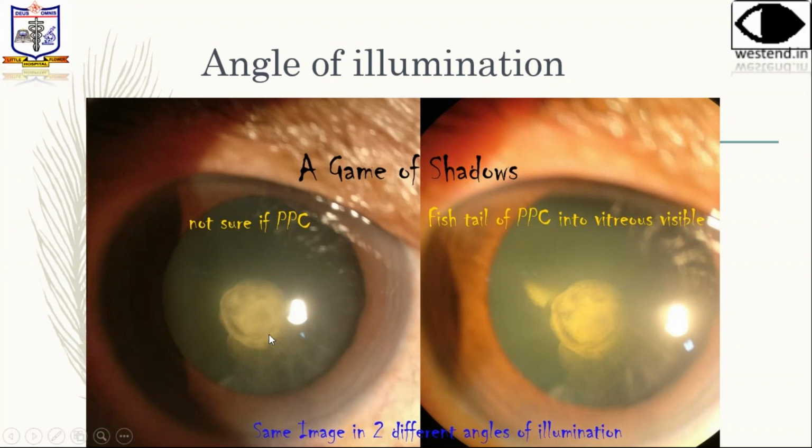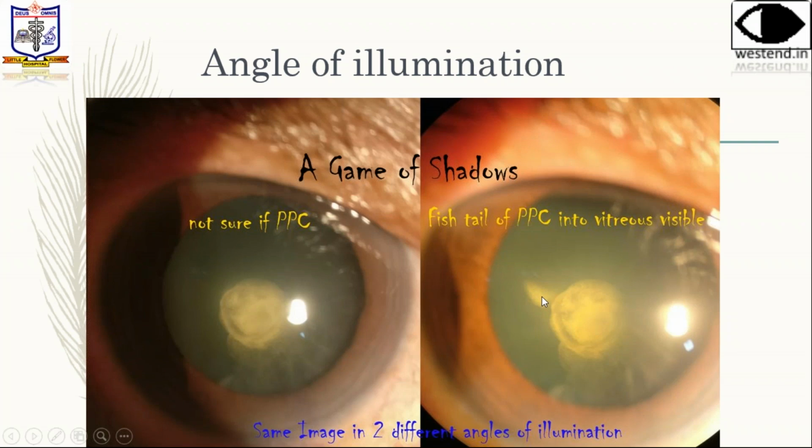So in this patient, this is possibly a posterior polar cataract, but once I turn the illumination a little bit to the side, I can see this posterior fishtailing of the cataract. So this is due to the lens epithelial cells migrating posteriorly into the vitreous. It is not seen in this photograph because the illumination was such, but in this photograph, when the illumination goes behind the lens, you can see that it is definitely a posterior polar cataract with a fishtailing into the vitreous.